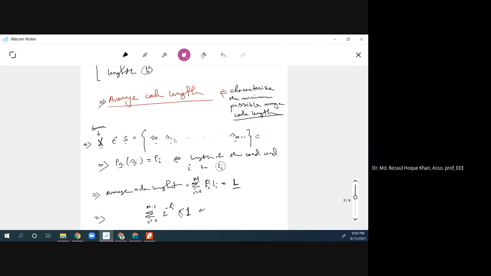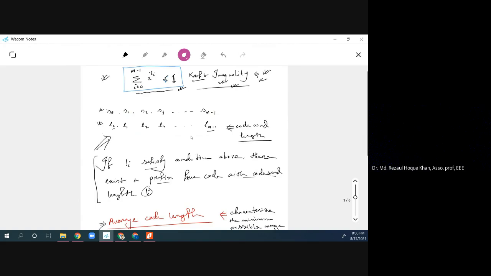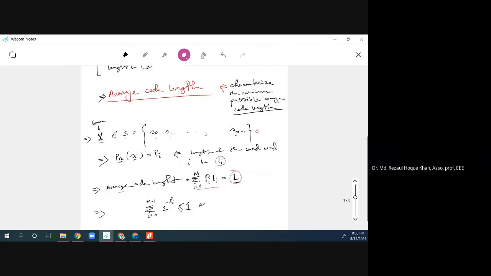Also, we found in our previous class that the average code length is the sum from i equals 0 to m minus 1 of Pi Li, equal to L. Remember, we will use this equation. And also, just now with the Kraft inequality, we found this equation. We will be using these equations in our next section.